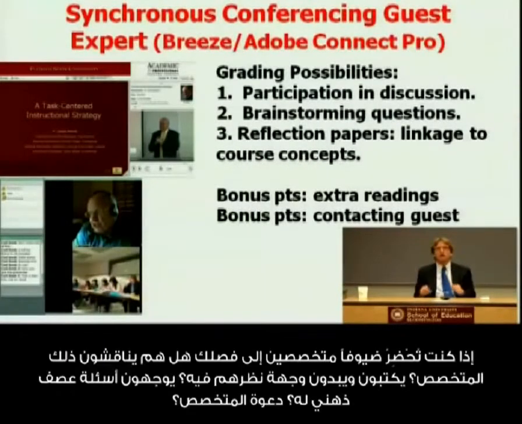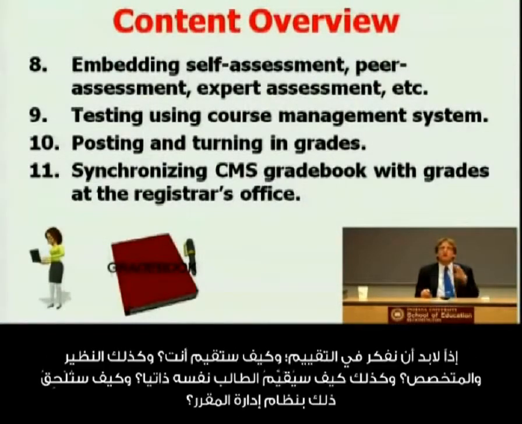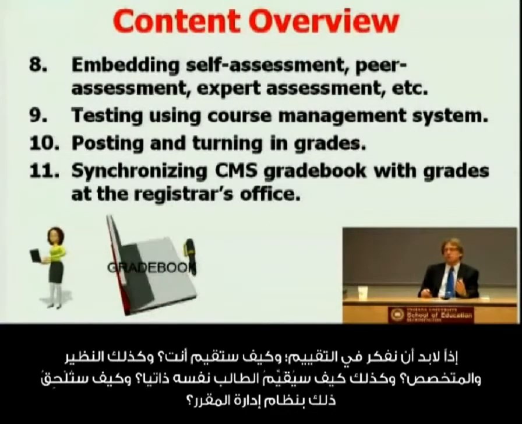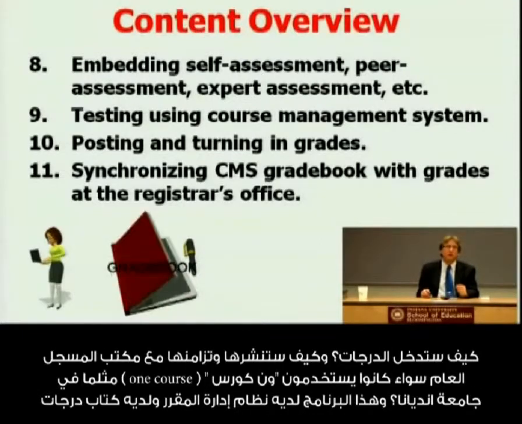If you bring in guest experts to your class, are they discussing that expert, reflecting on the expert, brainstorming questions for the expert, inviting the expert? So we have to think about the assessment and how you'll do the assessment, as well as how peers might, experts might, self-assessment, and then how it links with your course management system, right?